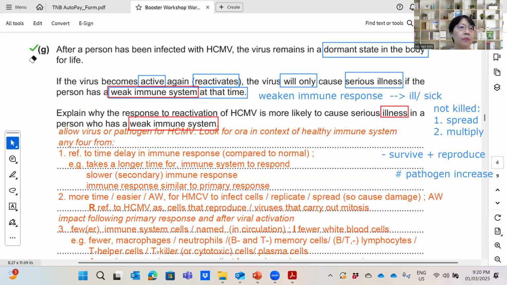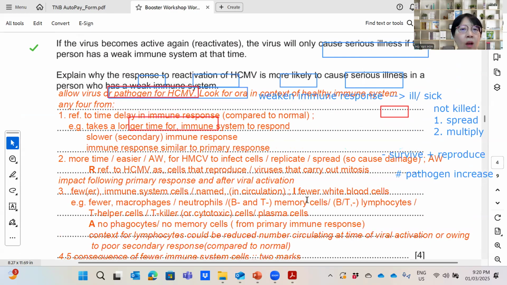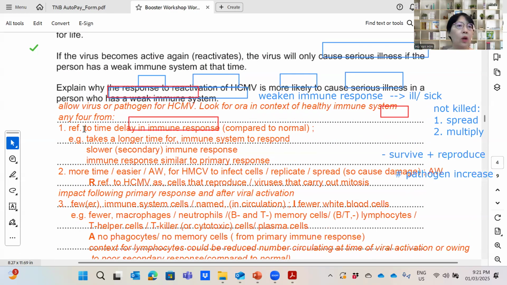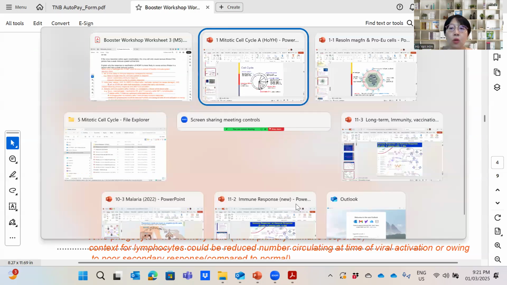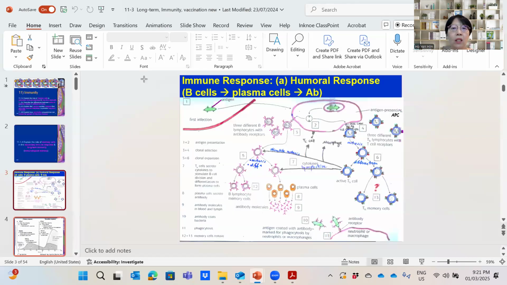So give your answer. Very easy. You must start with weakened immune response. Explain what you mean by weakened immune response, followed by how the person can become sick. So weakened immune response has a few things, right? You use what you have learned in your syllabus. It's actually very easy to score full marks. So let's go to your syllabus. When you learn about immune response, it is this one here, right? Remember? What is immune response?